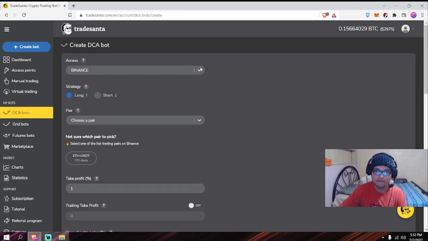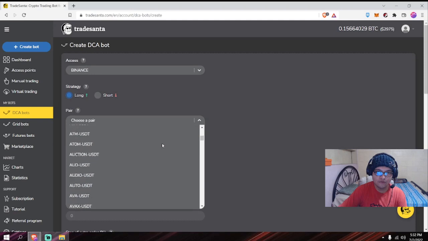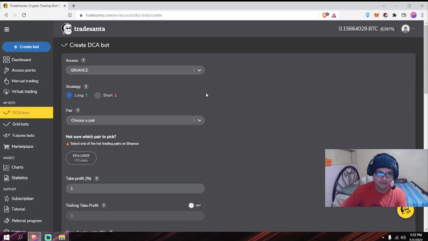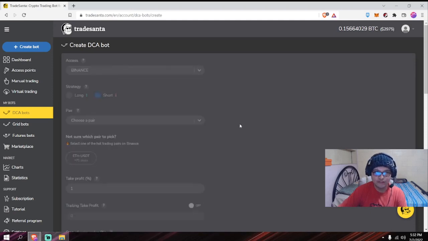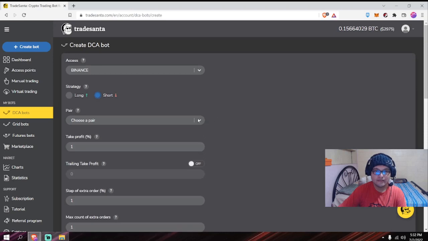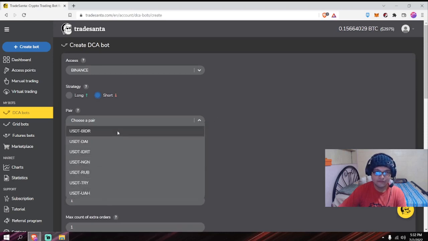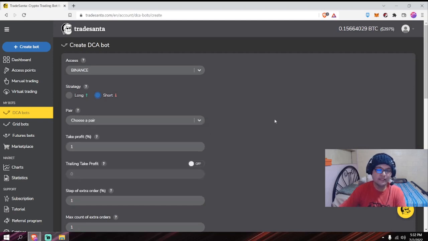Now let's try opening a grid DCA bot, right? Of course, I have only Binance, which I did connect. You can either choose long, which is all available pairs supported by TradeSanta. There's lots you can choose from, but if you choose short, this is what you get. There's only a few actually. You can count them on your fingers: 1, 2, 3, 4, 5, 6, 7. Yeah, there's only 7 pairs you can short in the spot market. Yep. So this is how you create a bot.